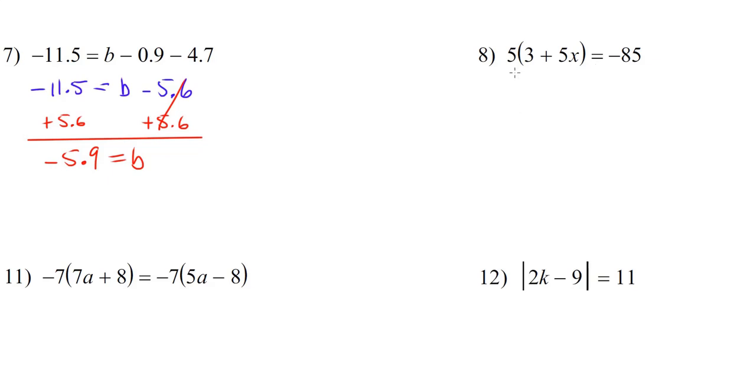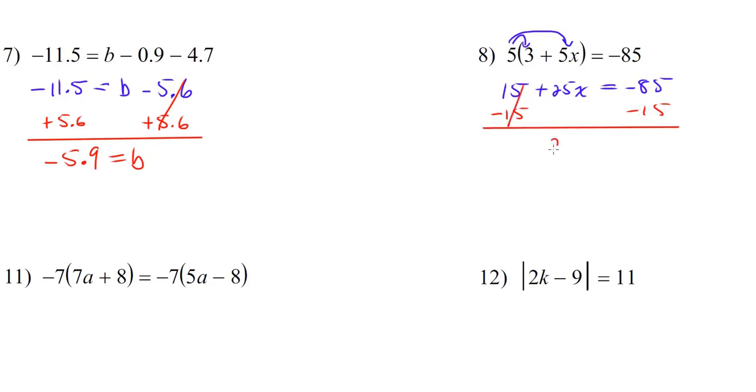Number 8, we have 5 times the quantity of 3 plus 5x equals negative 85. So in this problem, we're going to need to use the distributive property before we can solve. So we're going to multiply 5 times 3, and that is 15. And then we're going to multiply 5 times 5x, and that is 25x, equals negative 85. Next, we have to get rid of this positive 15. So we're going to subtract 15 from both sides. These cancel out, leaving us with 25x equals negative 100.